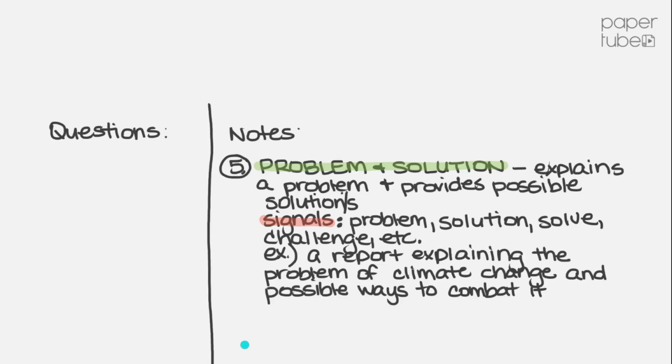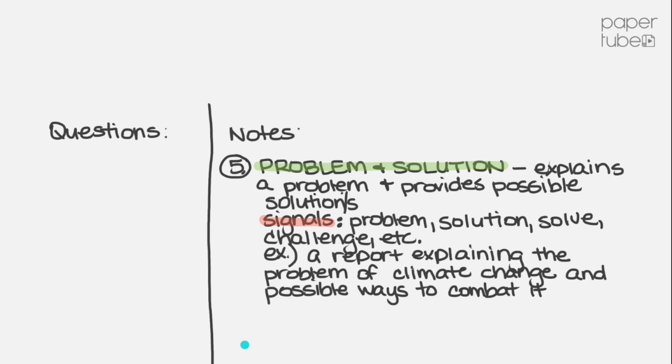The last main type of text structure is a problem and solution structure. In this one, the author will explain some kind of problem to you, but they'll also make sure that they've provided some kind of solutions that can be used to solve the problem.